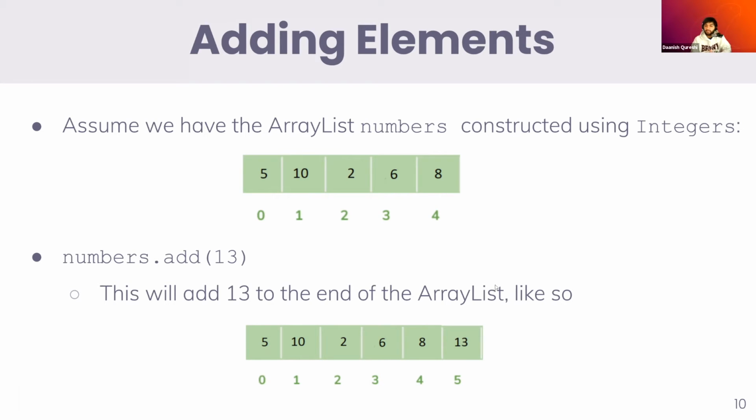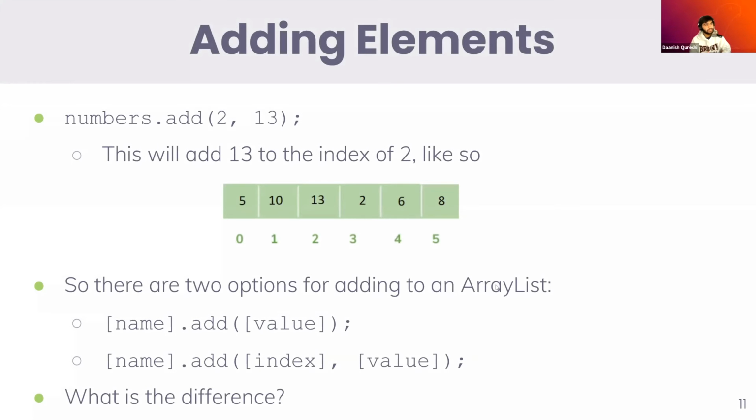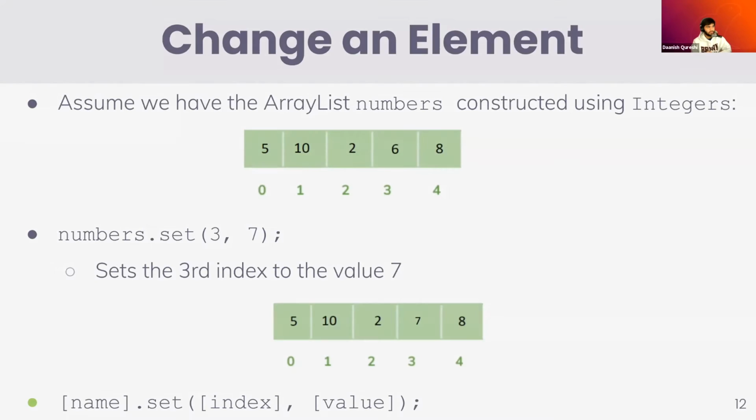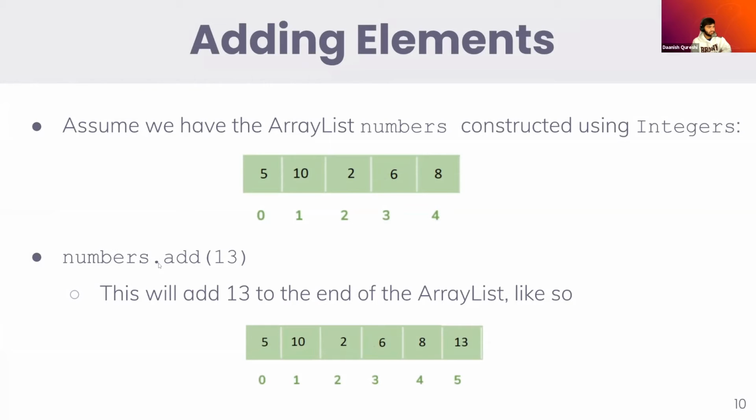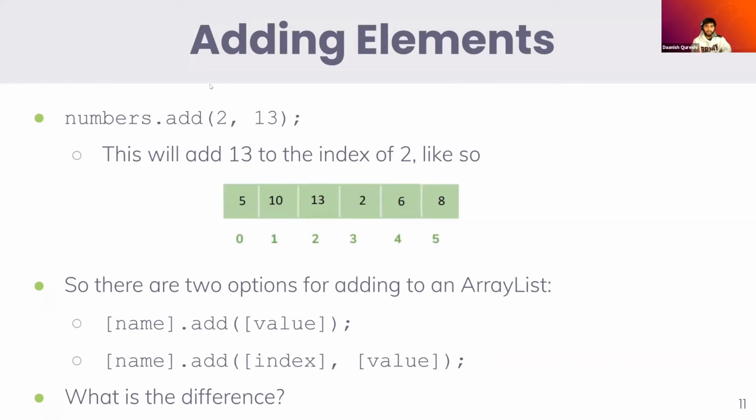Now you may ask, what happens if I want to add the number 13 or any other number into the middle? So now we get into a little bit of different syntax. Let's say you want to add 13 to the second index. So that would be the third position. You do numbers.add, which was the same as before, but this time you pass 2 things. You pass 2, which is the index, and 13, which is the value.